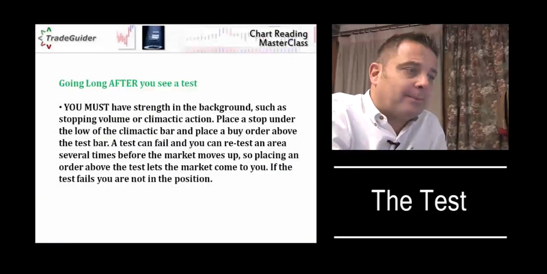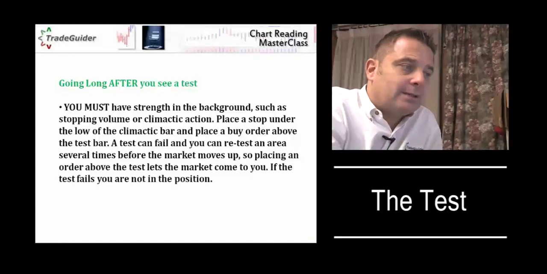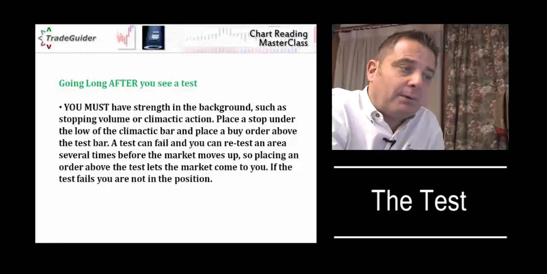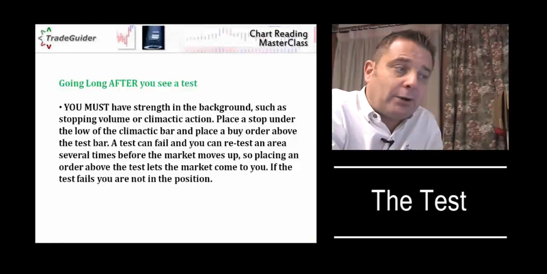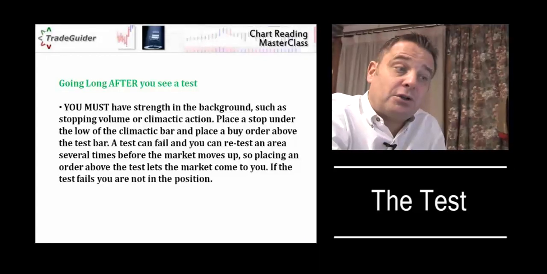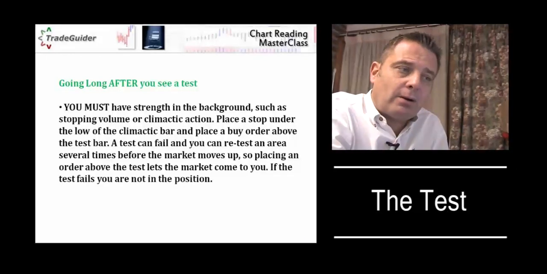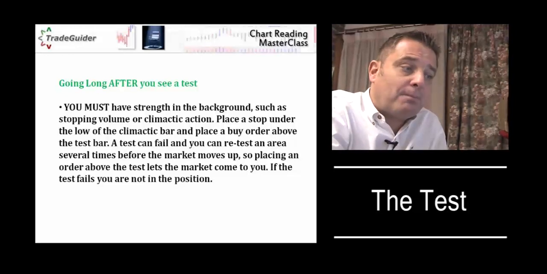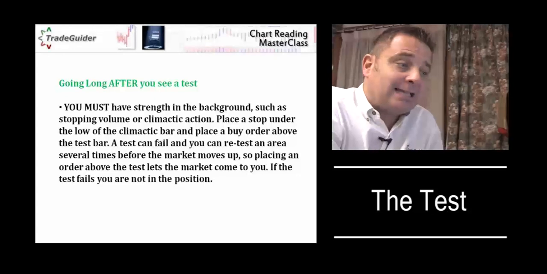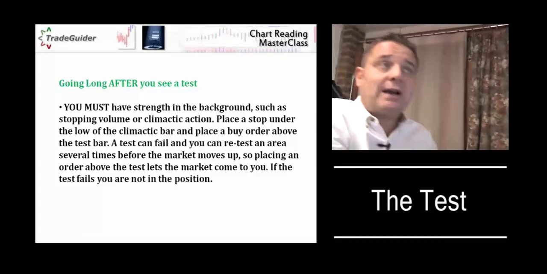So let me just recap. You must have strength in the background, such as stopping volume or climactic action. Place a stop under the low of the climactic bar and place a buy order above the test that you've chosen to enter on. Remember, a test can fail and you can retest an area several times before the market moves up. So placing an order above the test lets the market come to you, as we've discussed. If the test fails, then you're not in the position anyway because you haven't bought the market.